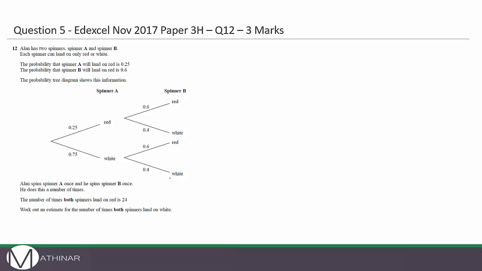Alan spins spinner A once, and spinner B once. He does this a number of times. The number of times both spinners land on red is 24. So let's work out the probability of getting a red and a red. That's the probability of red multiplied by the probability of red. Probability of red in my first pick is 0.25, and red in my second pick is 0.6. If we multiply them together, we get 0.15. So that's the probability of getting 2 reds.